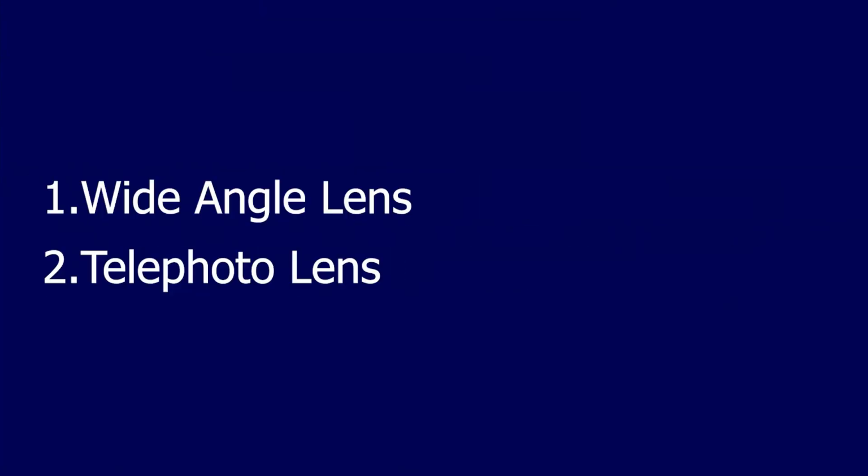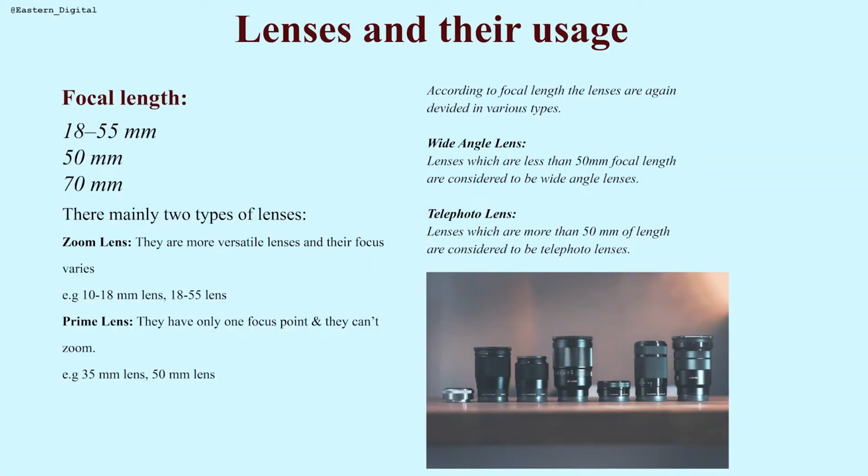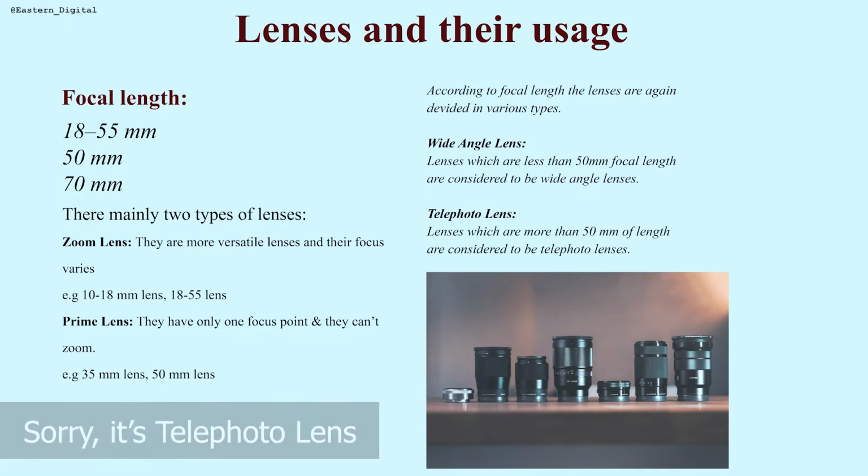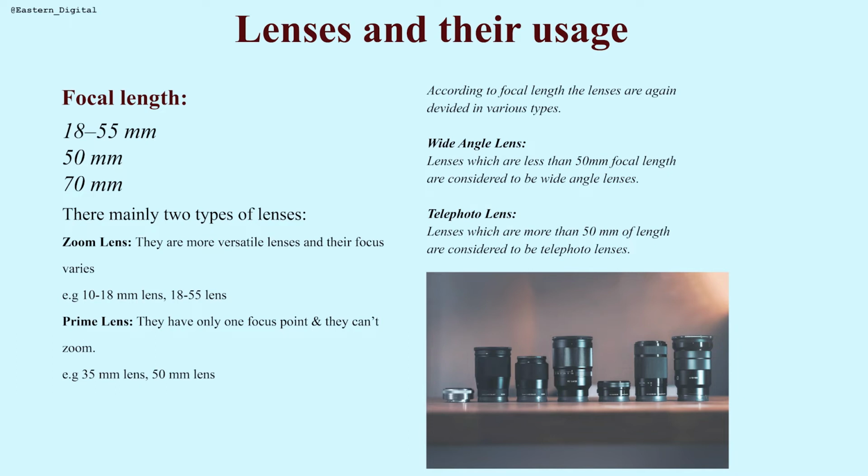Number one is the wide angle lens. Number two is the telephoto lens. Wide angle lenses are mostly the lenses which have a focal length of less than 50 mm. For example, if you are taking a 70 mm lens, then it is mainly called a telephoto lens.